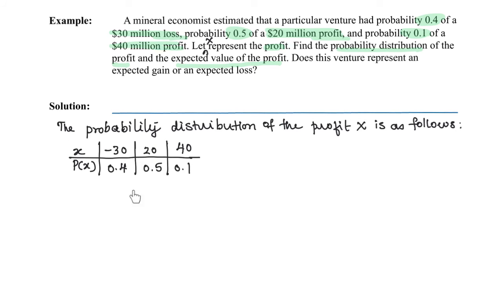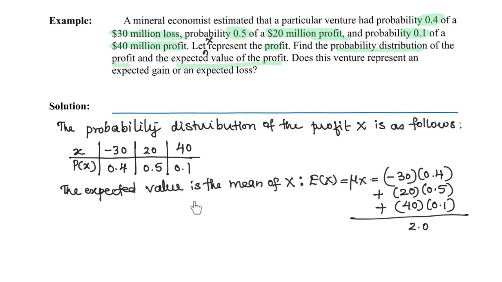This is the probability distribution of profit x. So these are the probabilities, 0.4, 0.5 and 0.1, and the corresponding x values are negative 30 million, 20 million, 40 million. Since the first is a loss, I put a negative here, and the other two are profits, so positive values. Expected value is the mean of x, so find the expected value, that is 2. This expected value is positive, so this is an expected gain of 2 million, because this is in millions, so $2 million.